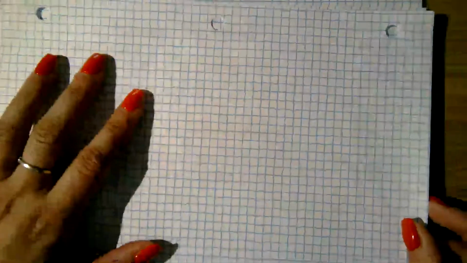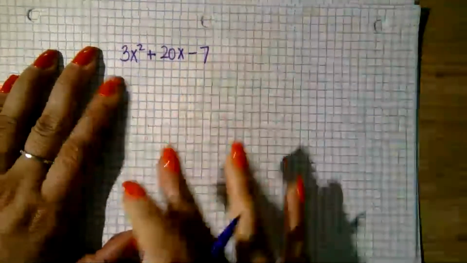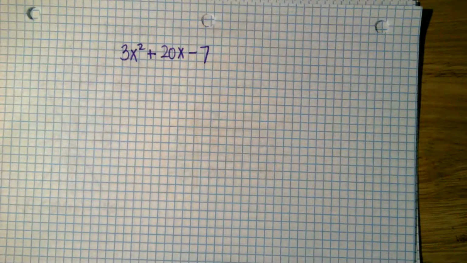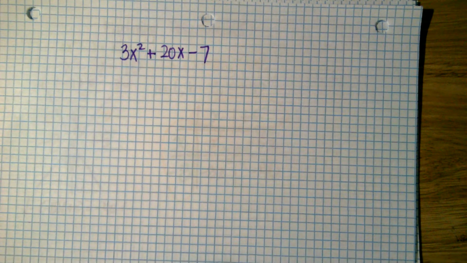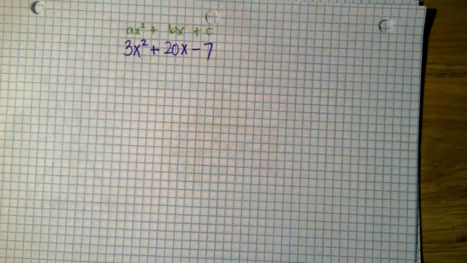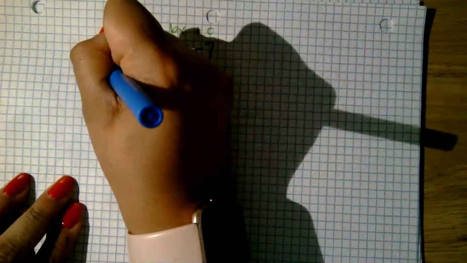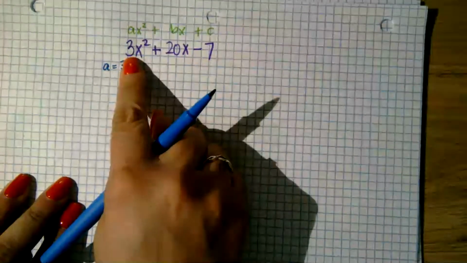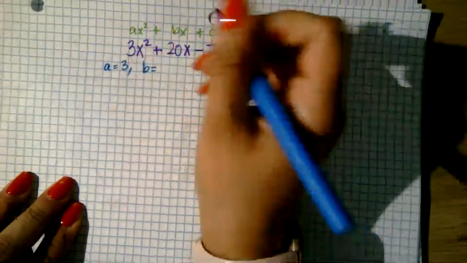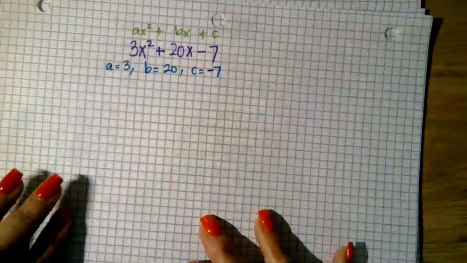I'm going to take now 3x squared plus 20x minus 7. Again, remember we have that ax squared plus bx plus c. So I'll put it here so we can see it. And so the very first thing I'm going to do is say, what is A, what is B, what is C? So I recognize that my A is 3 because it's no longer a 1. My B is a positive 20. And my C is a negative 7.